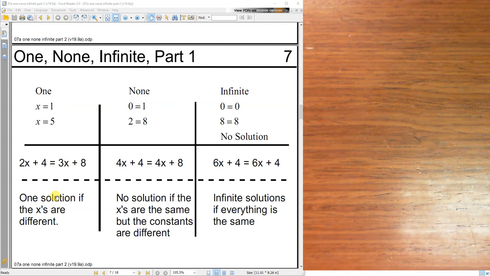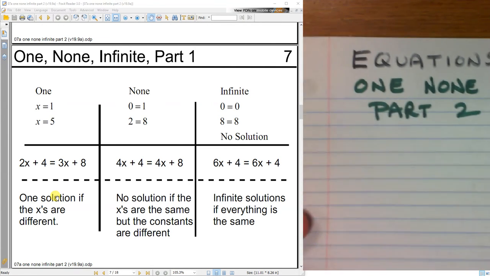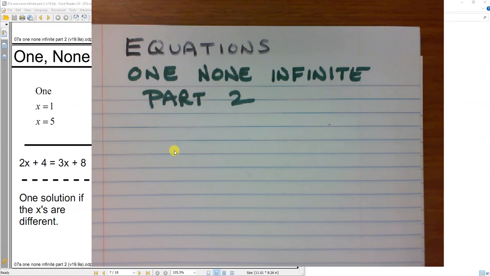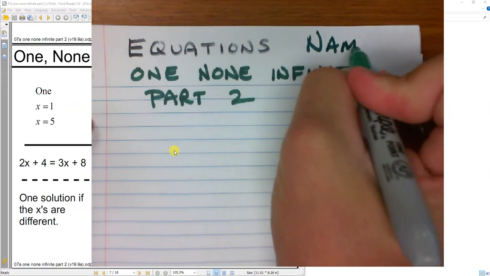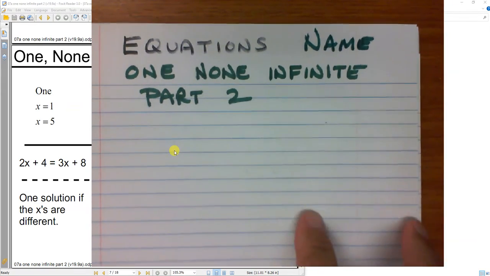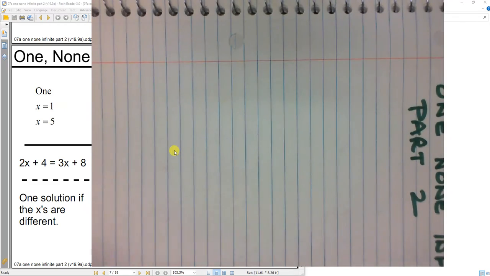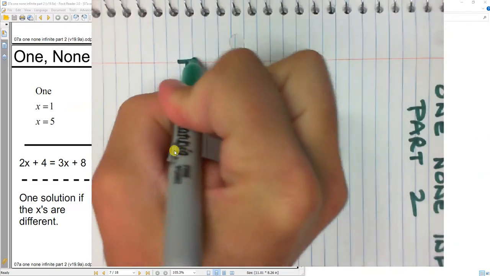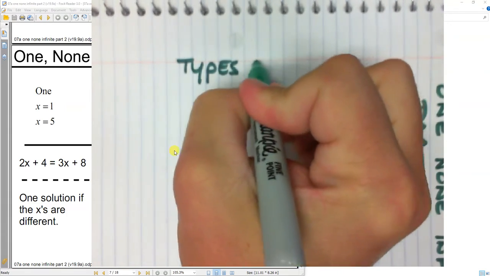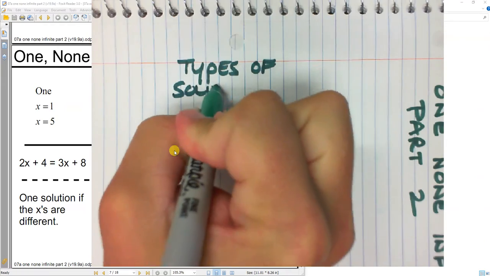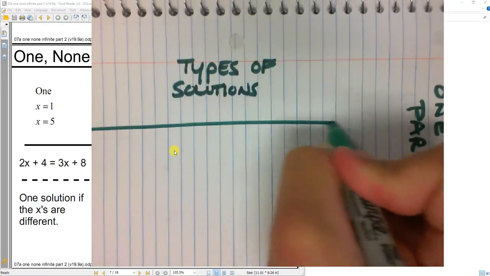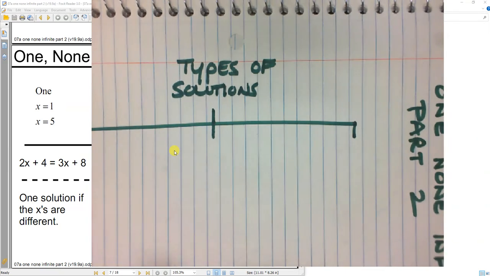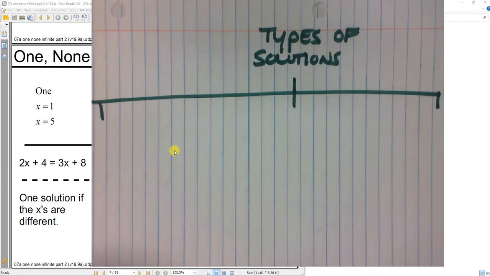So we're going to make one more thinking map. So here are our notes. Equations, part 2, one none infinite, part 2, and make sure you get a name on there. Need those names. Now we're going to go right into a thinking map with it. So we're going to go with types of equations, or types of solutions. And the types we're going to have are one, none, and infinite.